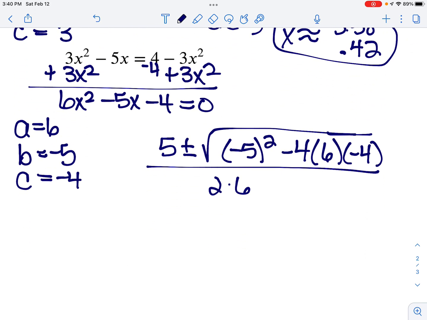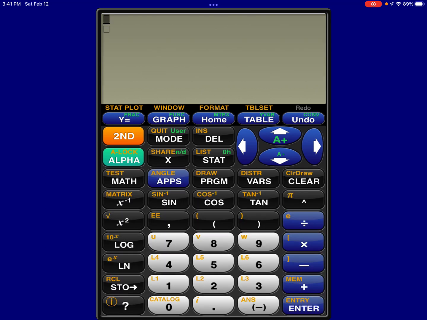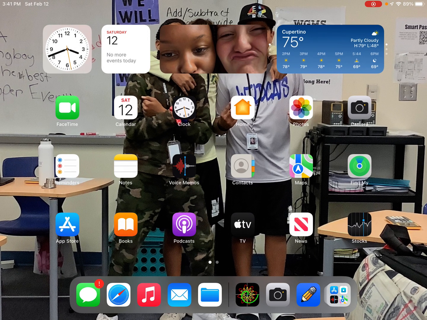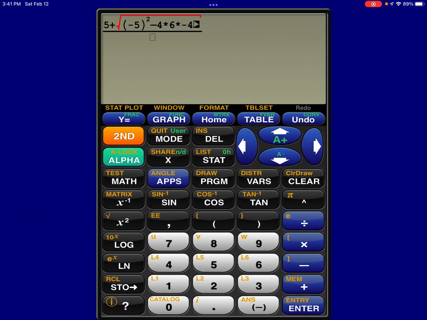Okay. I'm thinking that just by looking at this, well, no, it might be positive. Okay, let's just do it. So it's going to be 5 plus, oh wait, we got to do our alpha x, 5 plus square root of negative 5 squared minus 4 times 6 times a negative 4, divided by 2 times 6.